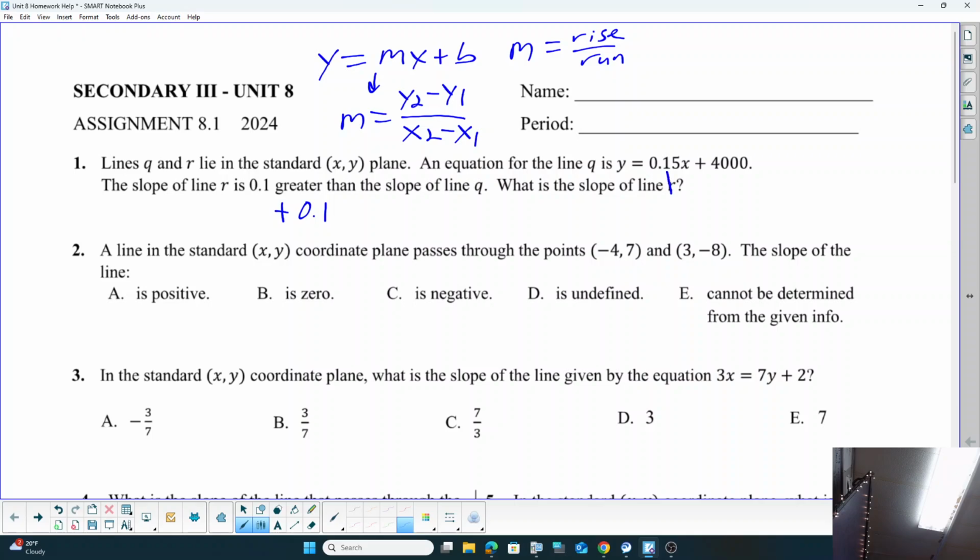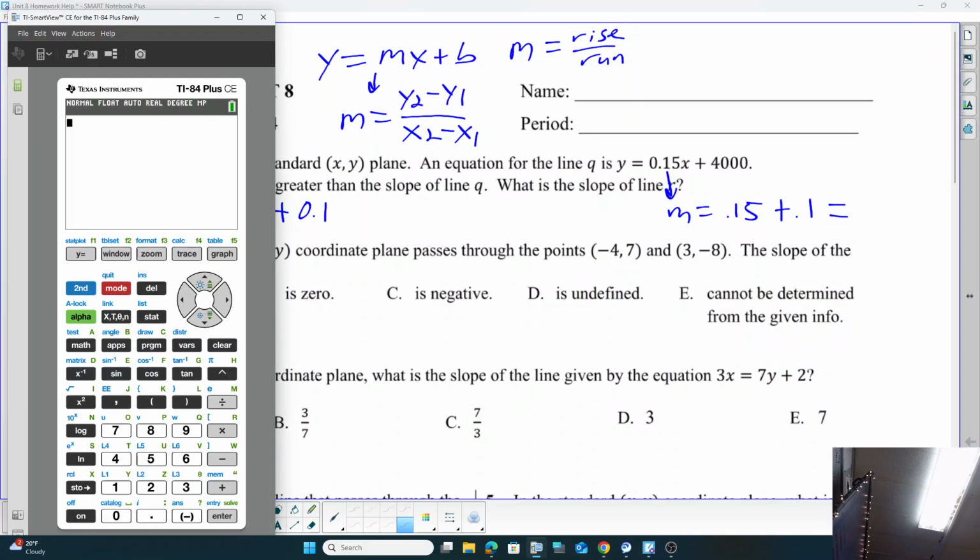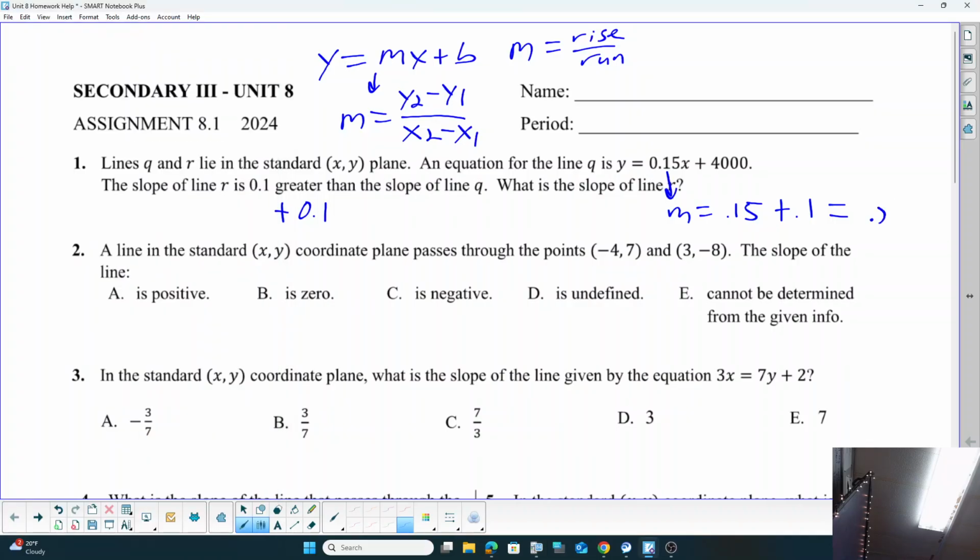Well, we take our slope there, which is 0.15, and it's greater. How much greater is it? It's 0.1 greater. So what is 0.15 plus 0.1? Probably 0.25, right? Let's double check there. 0.15 plus 0.1, so 0.25 is our answer. This unit looks like it's going to be pretty good for getting ready for the ACT.